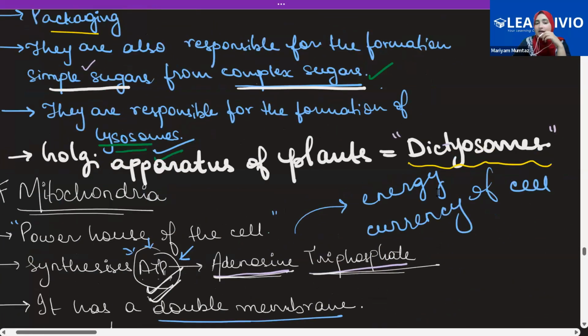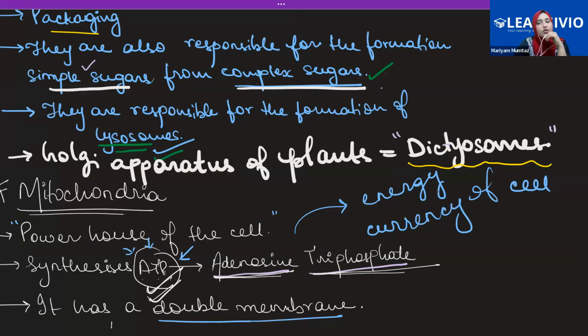And the Golgi apparatus is also found in the case of plants, but in plants you don't call it Golgi apparatus, you call it dictyosomes. Clear? Yes, ma'am. Any doubts up until now?